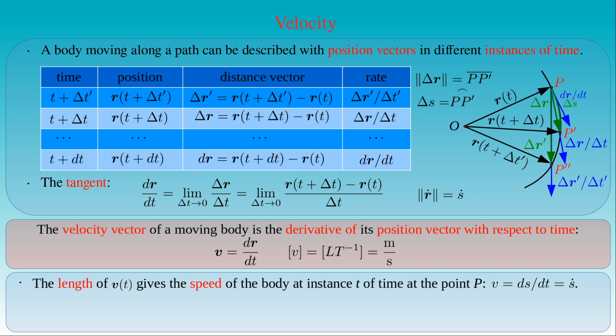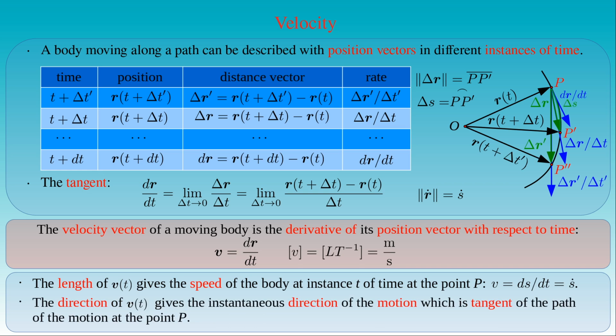Which means the magnitude of the velocity vector is the time derivative of the arc length measured along the path of the moving body. The direction of the velocity vector v(t) gives the instantaneous direction of the motion, which is the tangent to the path of the motion at the point P.